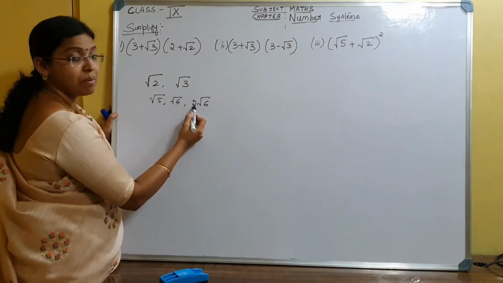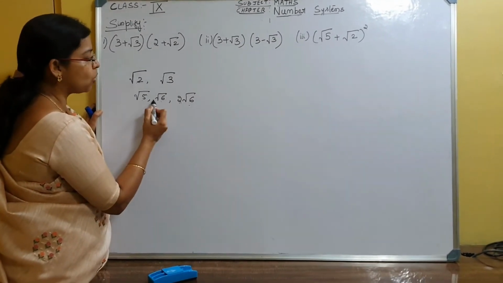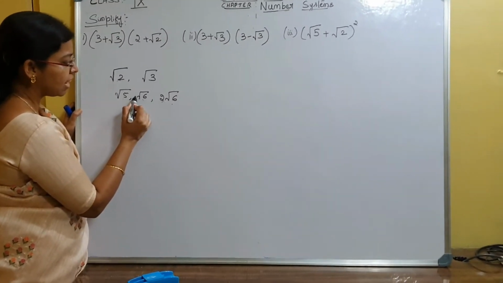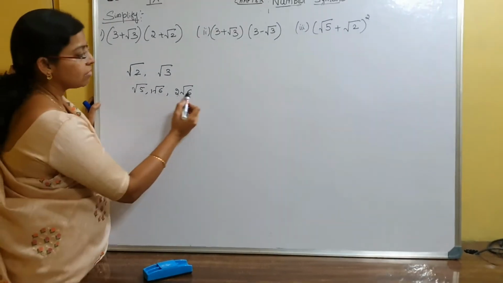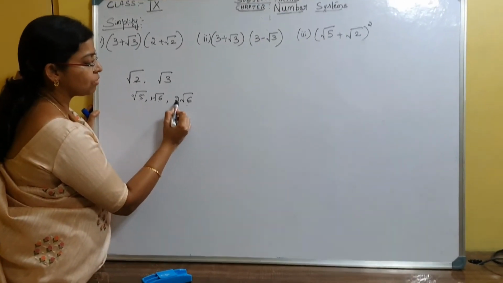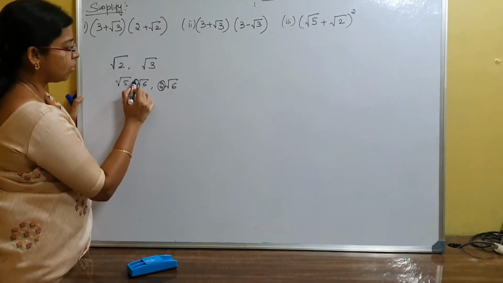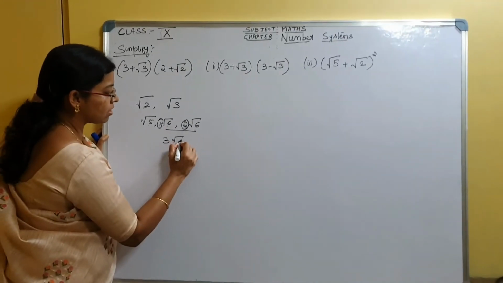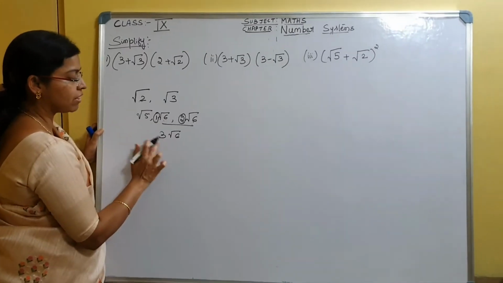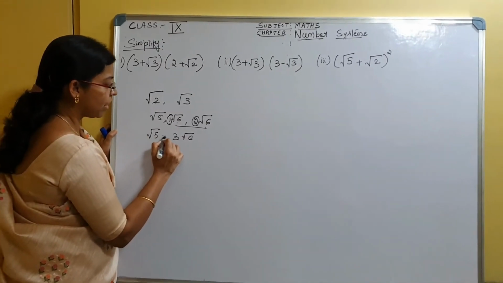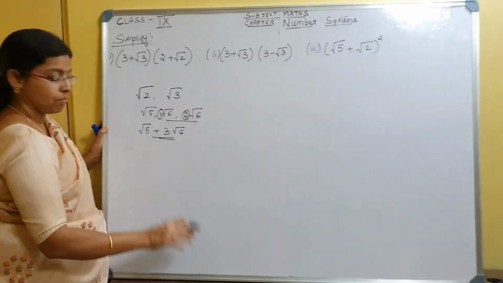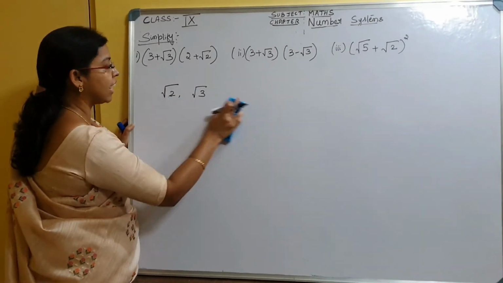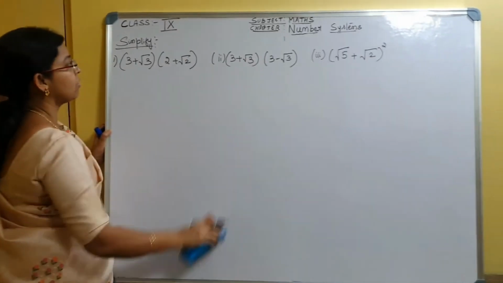We can add them. How do we add them? We add their coefficients. Here when we say root 6, outside it is 1. And here for 2 root 6, what is the coefficient? 2. And so we add 1 and 2, 3. It becomes 3 root 6. We cannot add root 5 with this, so we will just write root 5 plus 3 root 6. So we should understand which are the like terms and the unlike terms. So we will go to the problem.